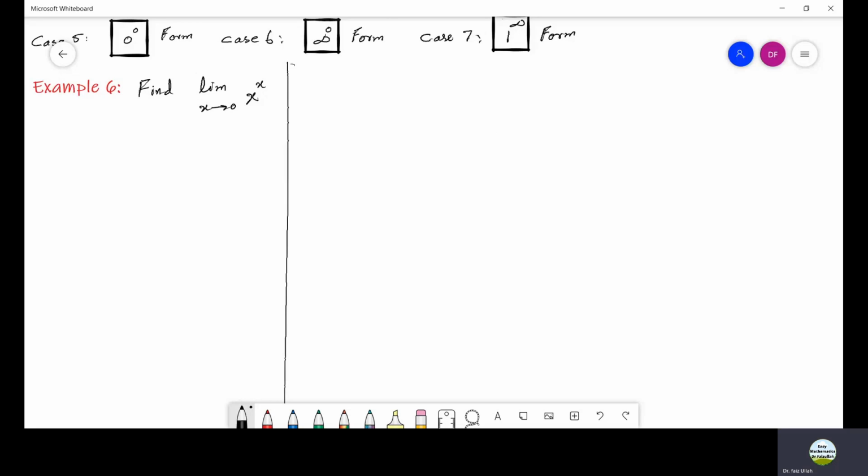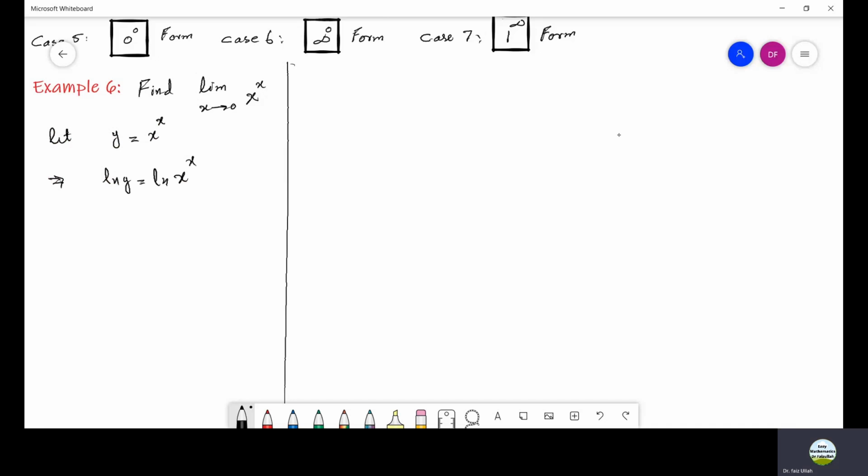The method for the solution of case number 5, 6 and 7 is same. So let us solve example number 6 to learn the method. The first step is we have to let y is equal to the function given in the question, which is x power x. In the next step, we take log on both sides.